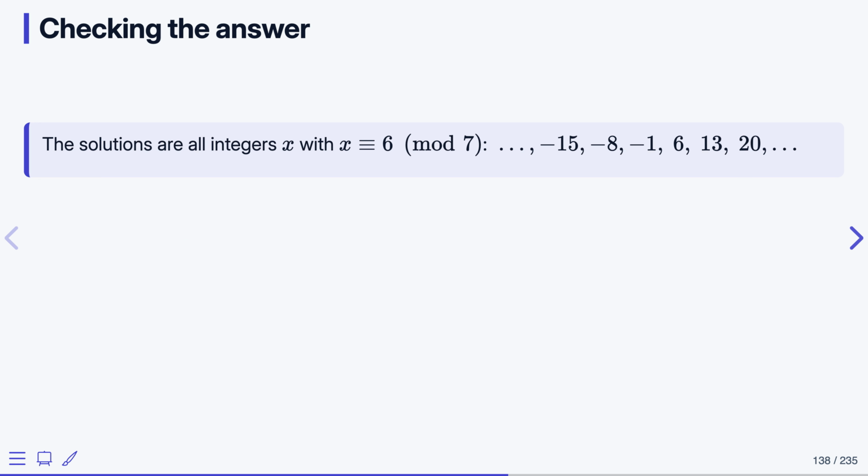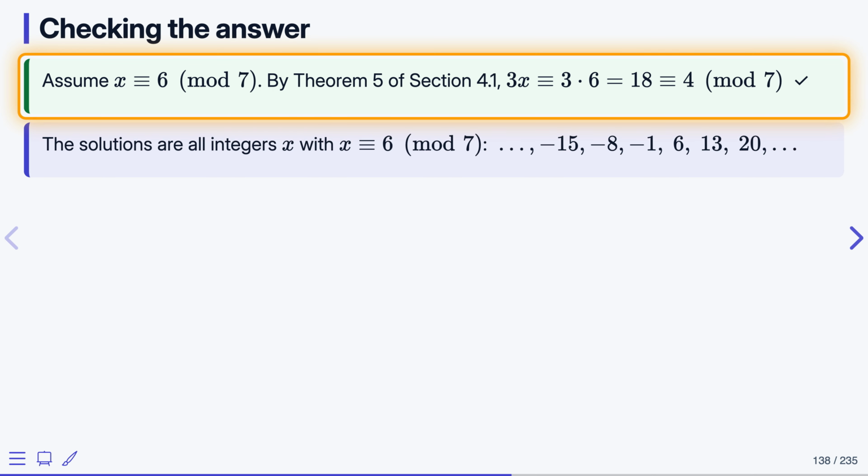We should always check, because multiplying by an inverse only shows that any solution must look like this. It does not by itself show that every such x works. So assume x is congruent to 6 mod 7. Then by Theorem 5 of section 4.1, 3x is congruent to 3 times 6, which is 18. And 18 is congruent to 4 mod 7 because 18 minus 4 is 14. That is what we wanted, so every such x really does solve it.